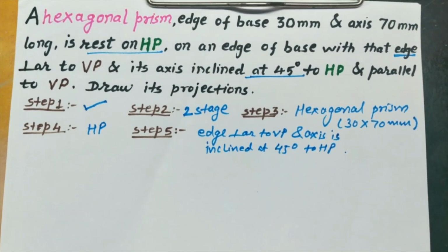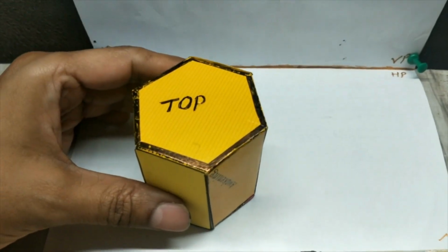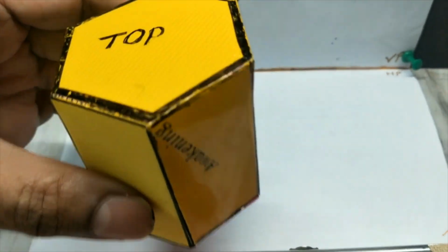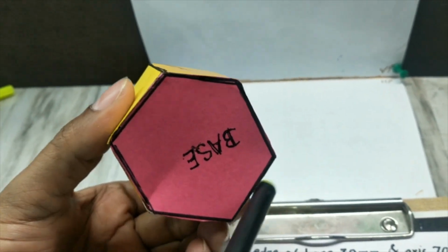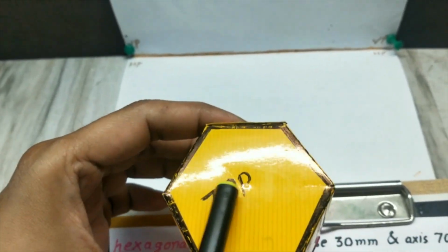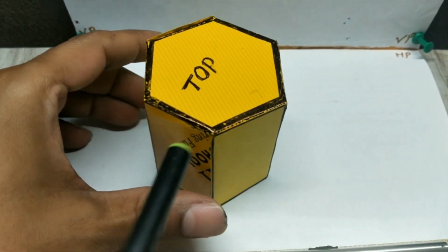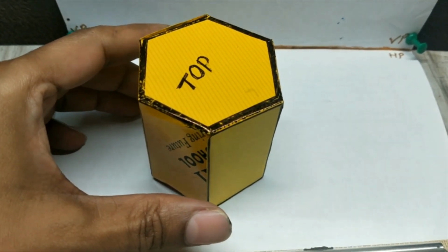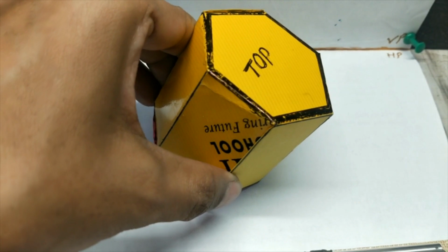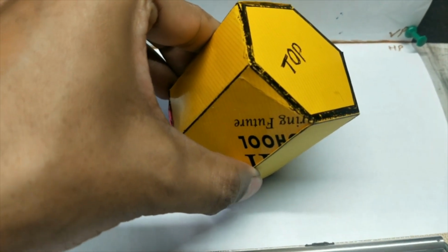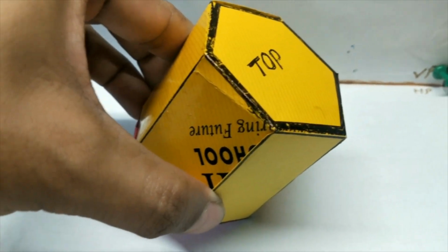Now student, see here what they told you: rest the object on the HP on its base. First of all, this is the base and these are the edges of the base. This is the top. Now I place the object on the HP. They are telling the edge, so when I tilt it, only then will this object come on the edge. And perpendicular to VP. See, what is the meaning of perpendicular?